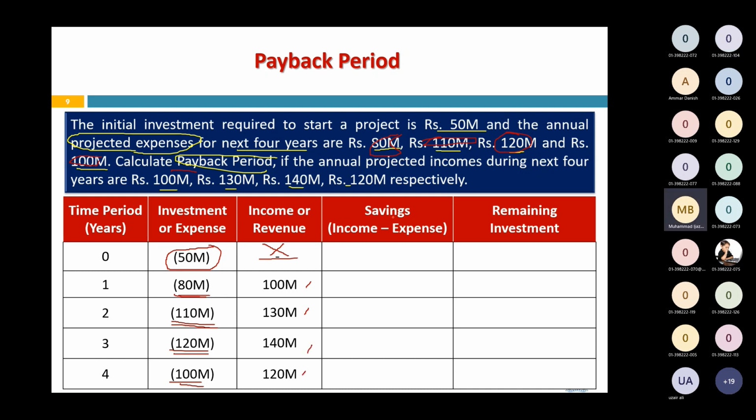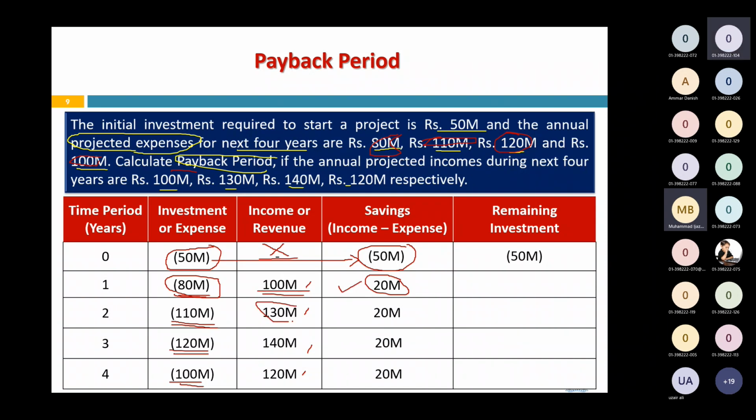Now, how much saving are we making? Obviously, on day zero we are not making any saving. This is the complete investment that we made. However, for other years, we are making a saving of 20 million. 100 million is my income, out of which 80 million is my expense. So 100 minus 80, the saving that I'm making is 20 million. Similarly, 130 is my income and 110 is my expense, and again I'm saving 20 million here. Correct?